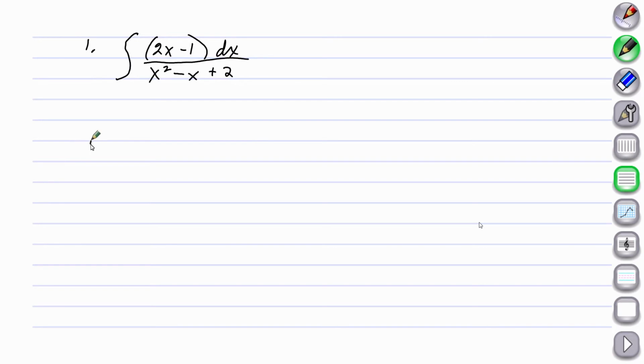It's kind of in the form 1 over u, where the integration of that equals the natural log of u. So I'm thinking this might be in that kind of form, and as such, this part right here is probably my u. So I'm going to let u equal x squared minus x plus 2. It'll probably be the more complicated part of the problem.